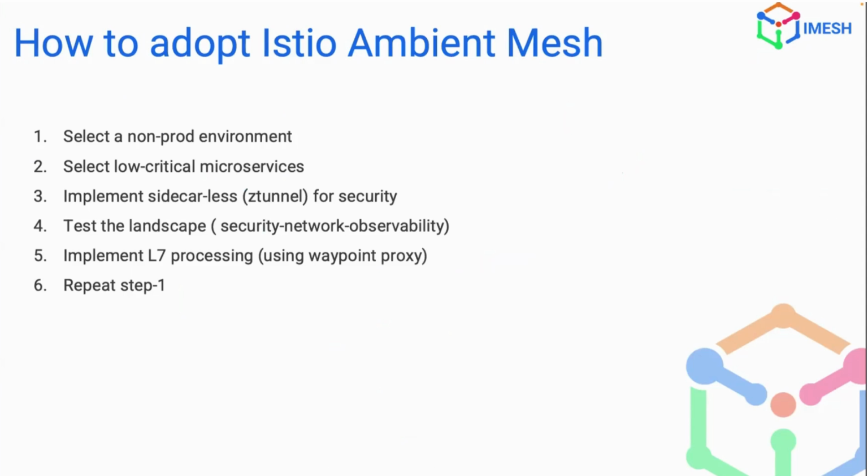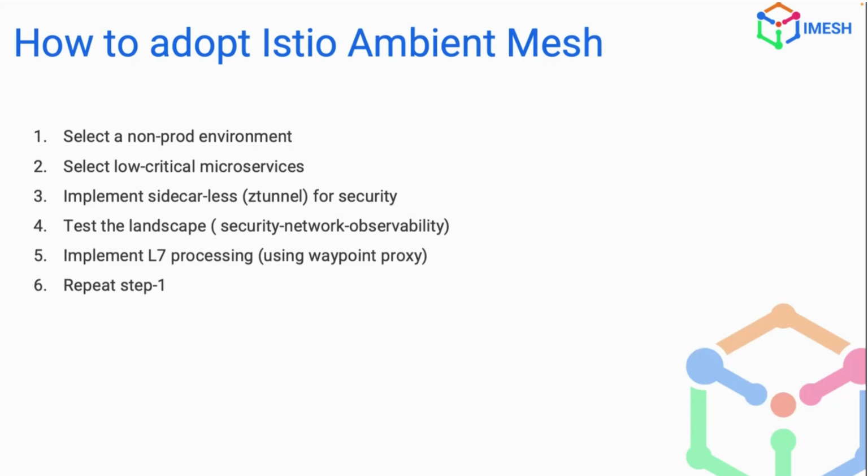Usually it is recommended that you try it out in a non-prod environment. Take only those services which are non-critical, very low-criticality microservices. Then you try to bring those services into the ambient mesh, sidecar-less. We can have both together, sidecar and sidecar-less. You bring that one in, then you remove the sidecar version, and it will be part of the ambient mesh and working. We'll see how both can coexist, and we can slowly migrate to the ambient mesh version.